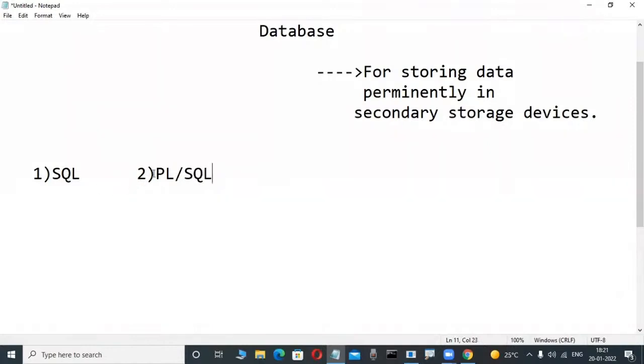PL/SQL is similar to Java, C, C++. So procedural language concepts are there: variables, a little bit of coding, not difficult, very easy. So many PL/SQL jobs are there. If you type PL/SQL developer in Google, so many jobs are there. Only PL/SQL and a little bit of SQL knowledge also guarantee a job. That much powerful. Observe here.